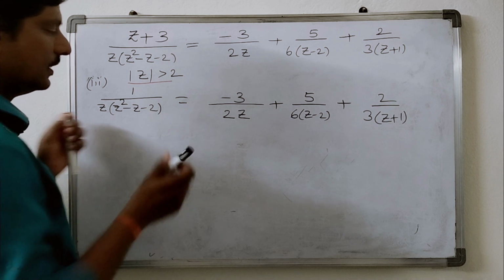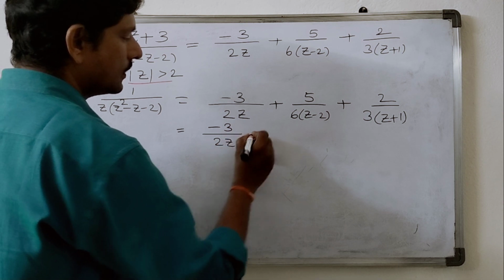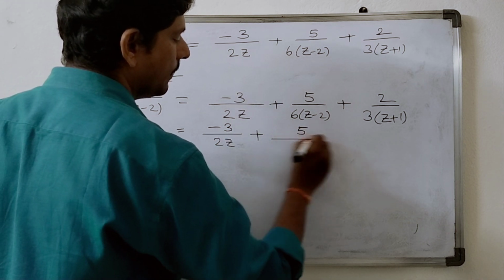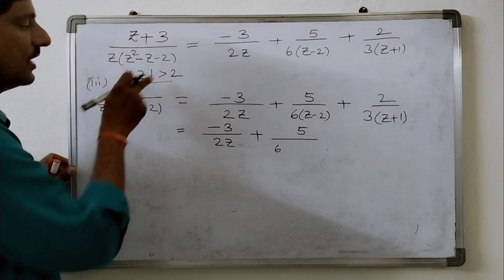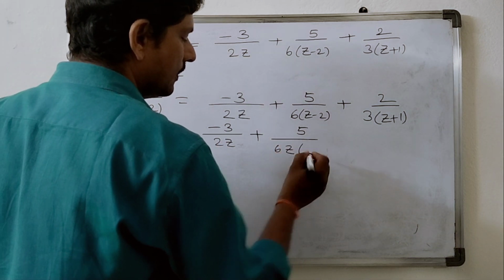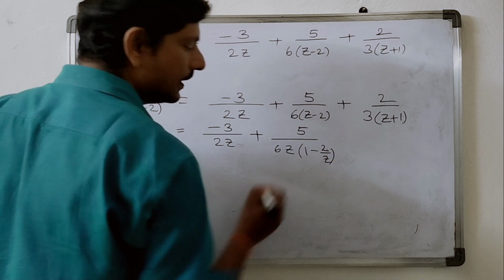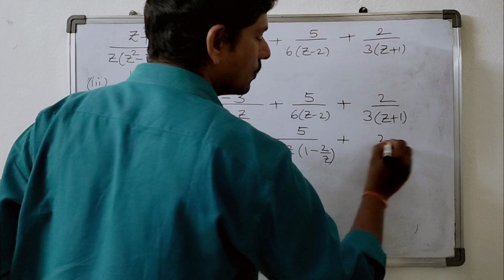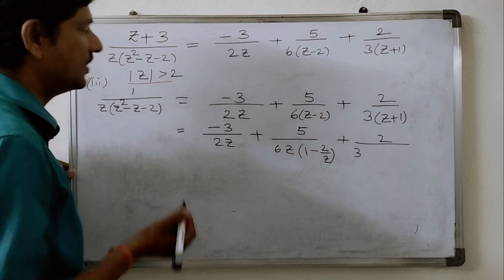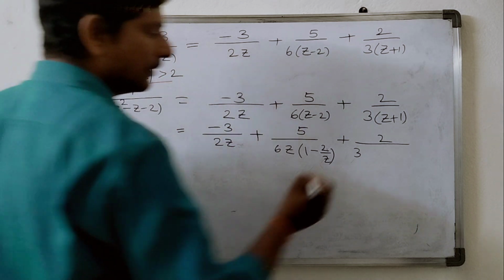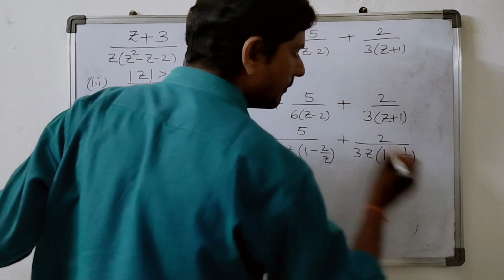Clear? Now this is equal to minus 3 by 2z plus 5 by 6. What do you have to take common? Right, exactly, z, because z is greater than 2. So you have to take common z. When taking common z, what is remaining? 1 minus 2 by z, plus 2 by 3 into what term you have to take common here? Yes, z, because z is the greater value. So z of 1 plus 1 by z.